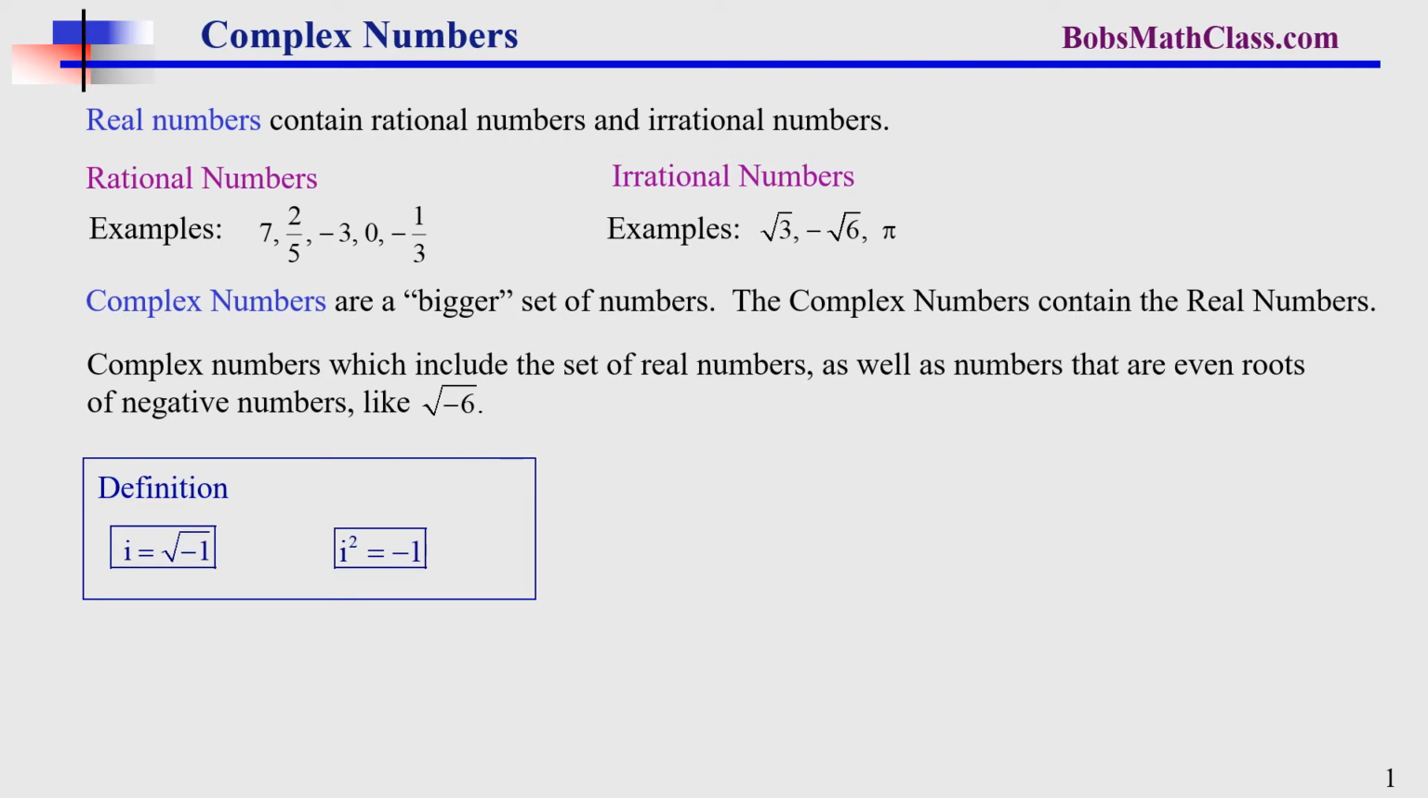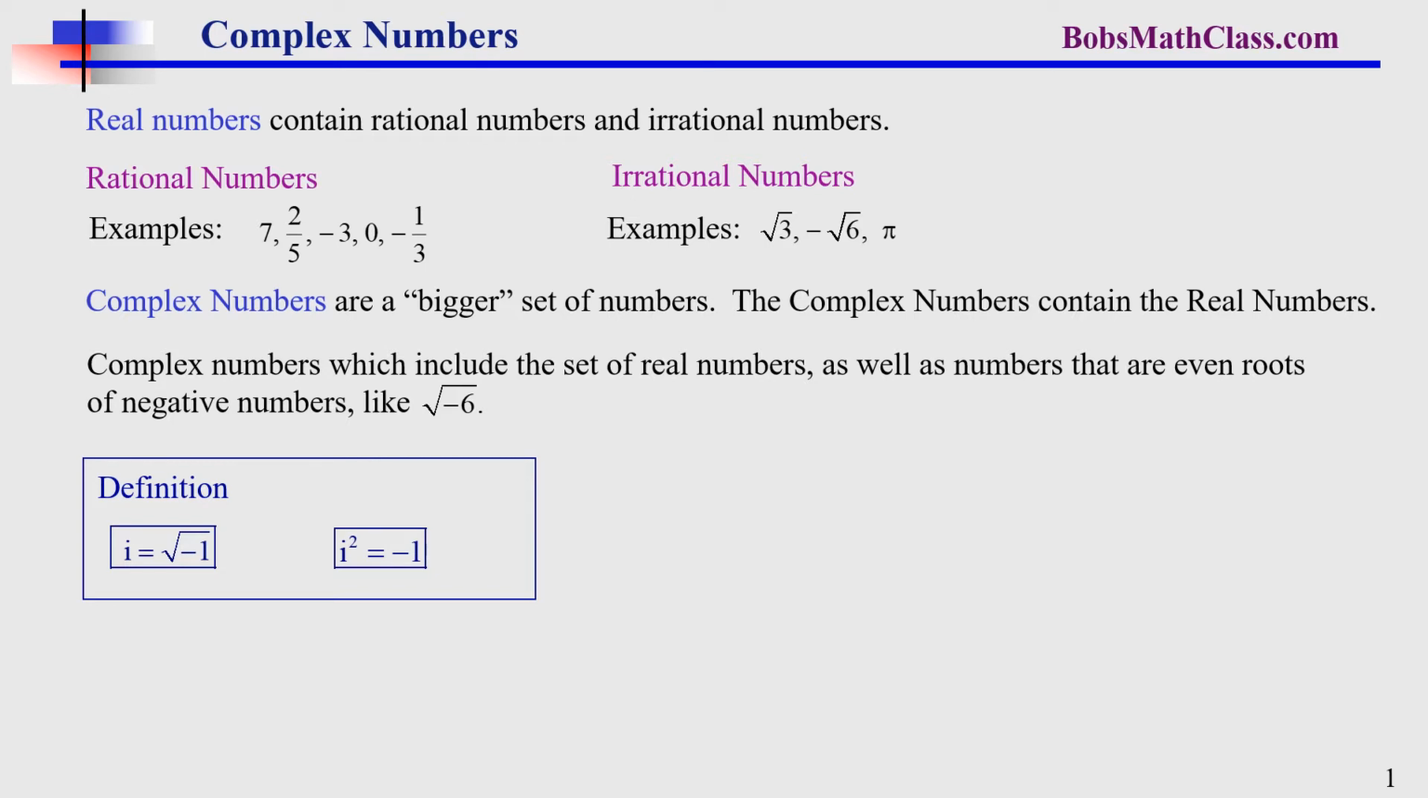The complex numbers are a bigger set of numbers. The complex numbers contain the real numbers, as well as numbers that are even roots of negative numbers, like the square root of -6. So the complex numbers have the real numbers, and they have other numbers that are complex, like the square root of -6.